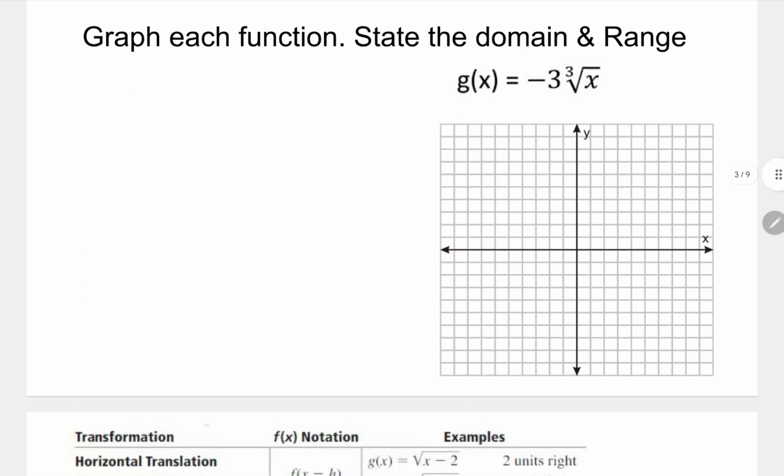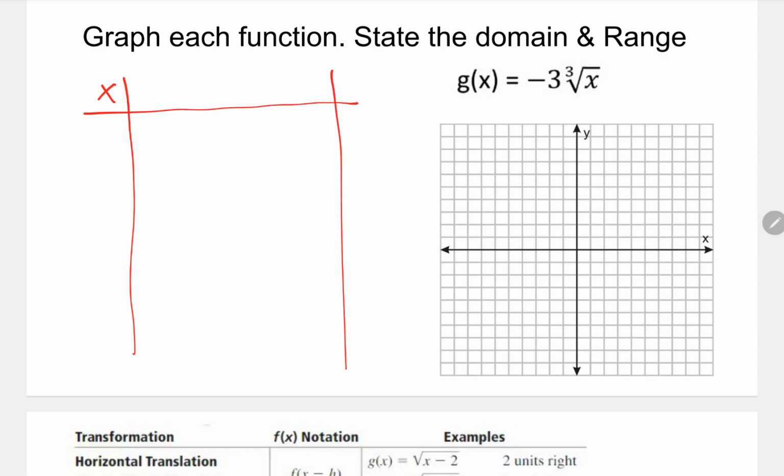Let me show you an example of a cube root function now. So for cube root functions, the domain is not limited. So let's make sure when we plug some numbers in, we're plugging in numbers that are both positive and negative. And so that my numbers come out pretty nicely, I'm going to plug in numbers where this cube root is going to come out nicely.